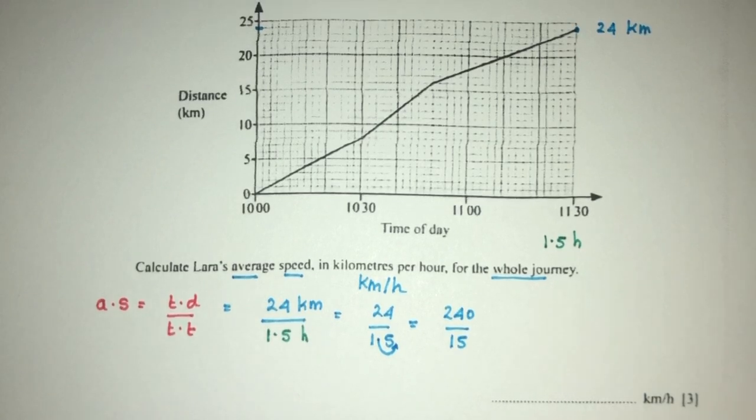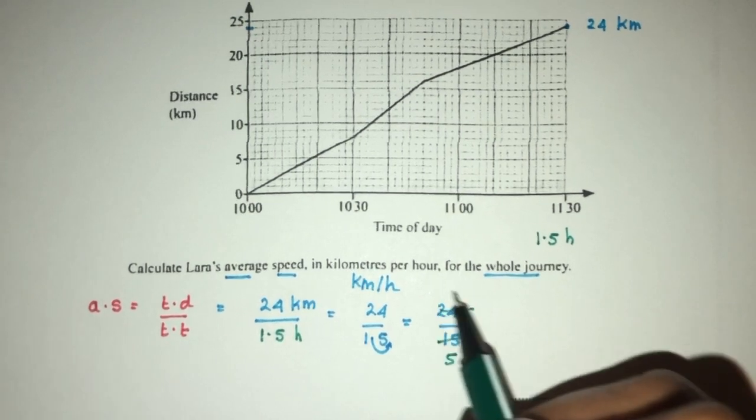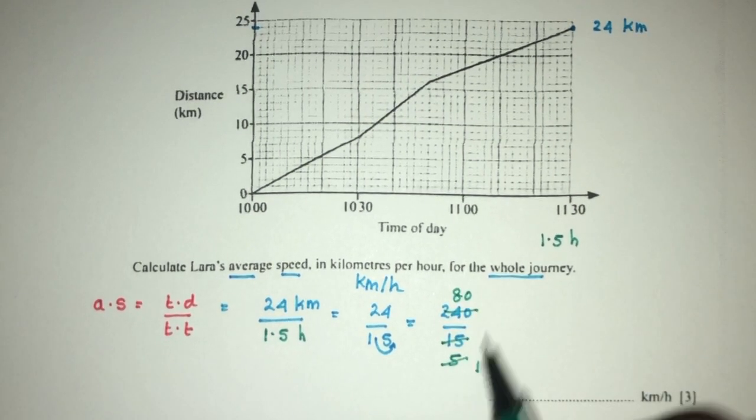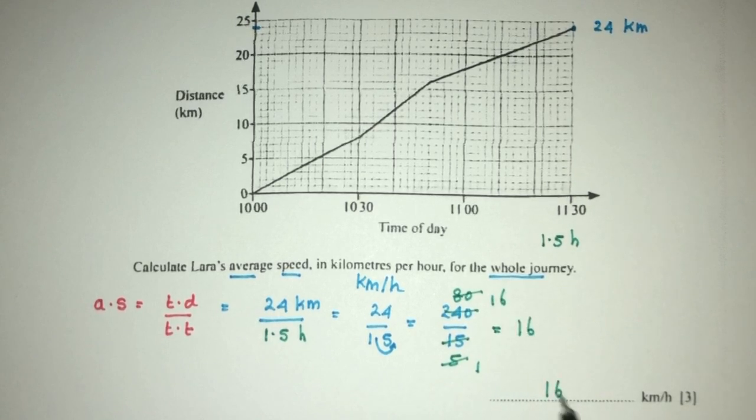Right? So now we can just divide by 3. That should give me 5. That should give me 80. And 1, that should be 16. So 16 km per hour will be the answer for question part A.